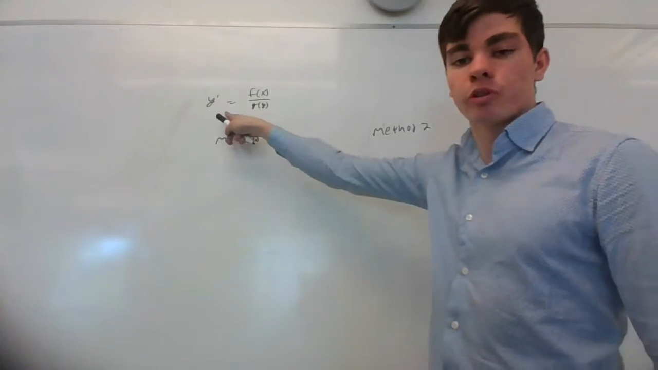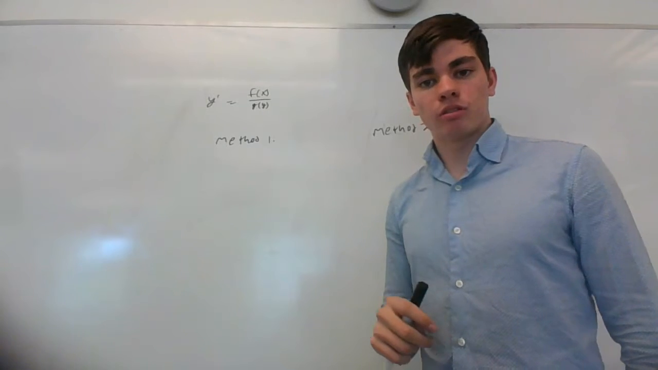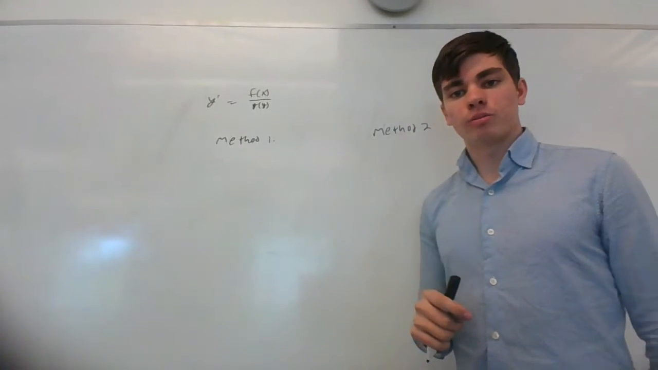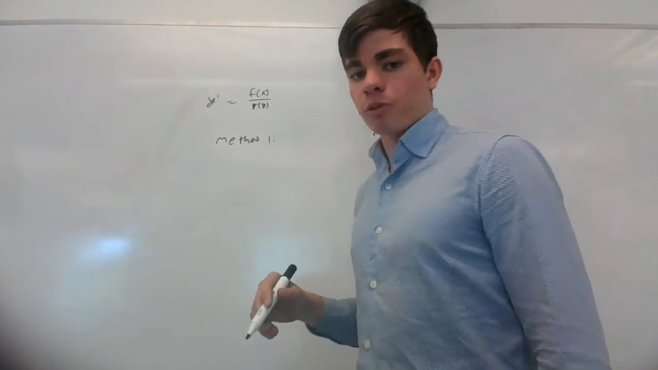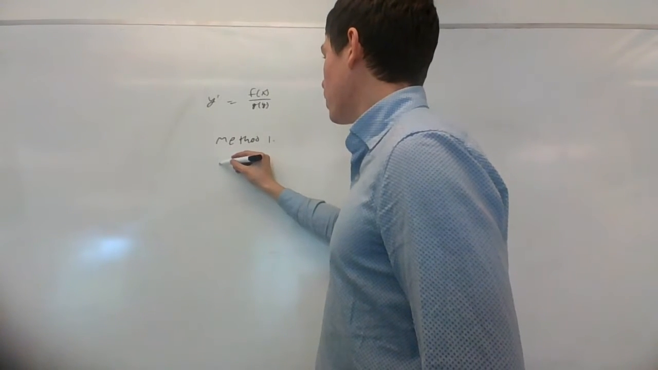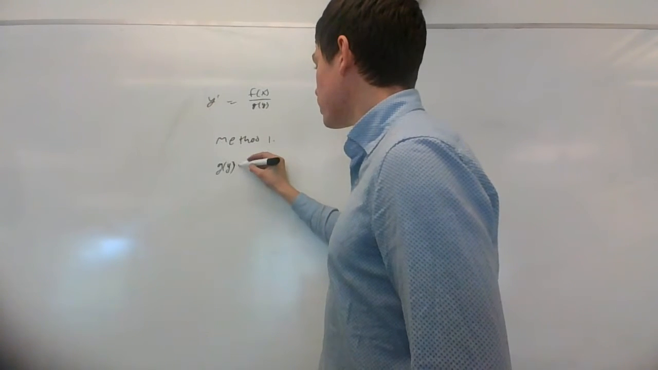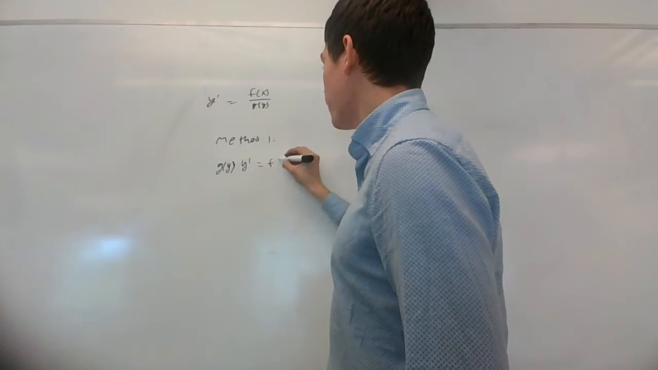Okay, we have our separable differential equation right here. And there's two methods to do this. There's the wrong way, and there's my way. So let's go over the first method. The first method is as follows. You multiply g over y on both sides. g over y times y prime is equal to f of x.